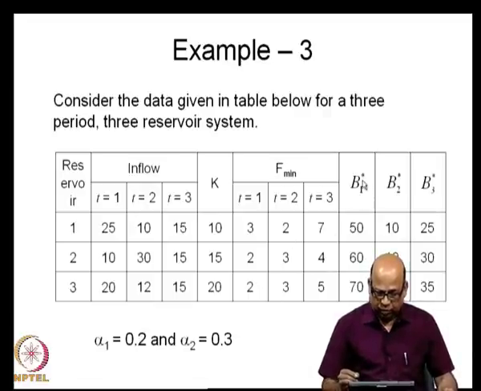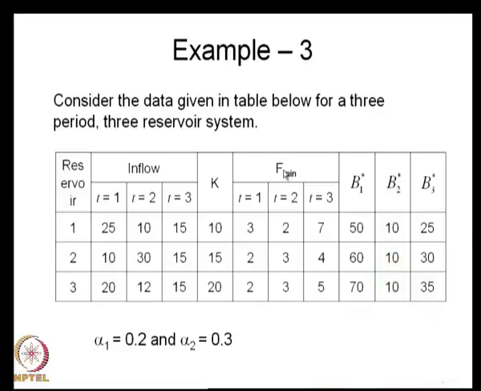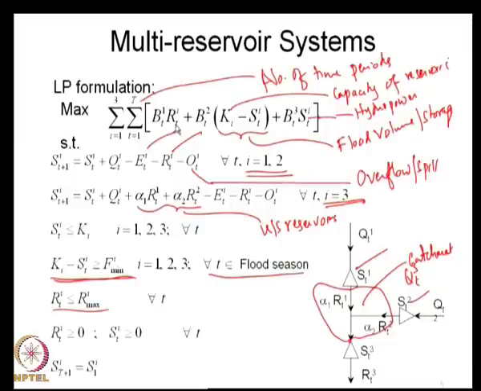The B1 star that is shown here is the net benefit associated with the releases. At reservoir 1 it is 50, at reservoir 2 it is 60, at reservoir 3 it is 70 and so on. The B2 star is associated with the F min, that means the flood freeboard that you are providing, and the B3 star is associated with the storage. Now, these terms are the same as what I have used here, except that I am taking out the t in the example problem to indicate that the net benefits remain the same across all time periods. So, I am simply putting it as B1 star, B2 star and B3 star.